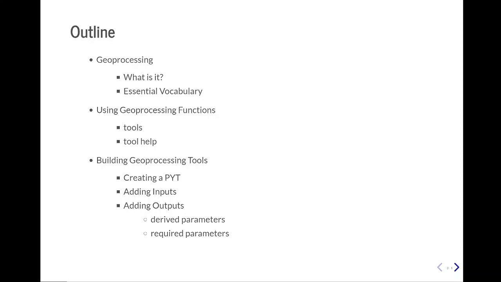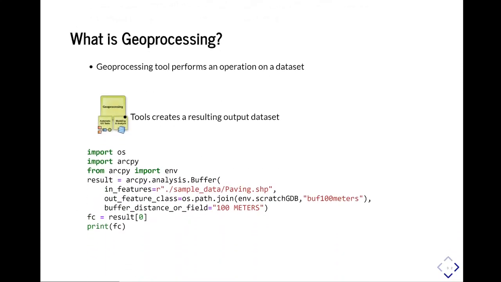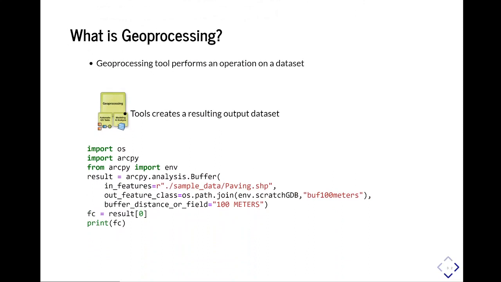So first of all, what is geoprocessing? Geoprocessing is a framework and a set of tools for processing geographic data. It's a library and a collection that allows us to do all these geospatial operations that make our day-to-day job easier as GIS analysts and programmers. So geoprocessing tools perform operations on data sets, and these tools create resulting output data sets.